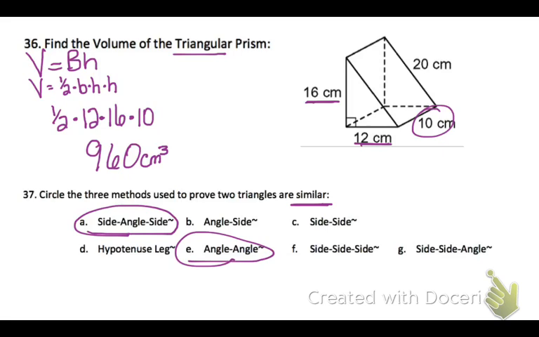And then the last way was we said if we can prove that 3 sides of one triangle are in the same proportion as 3 sides of another triangle, so corresponding sides are proportional on all 3 sides of the triangle, then the triangles are similar by side side side.